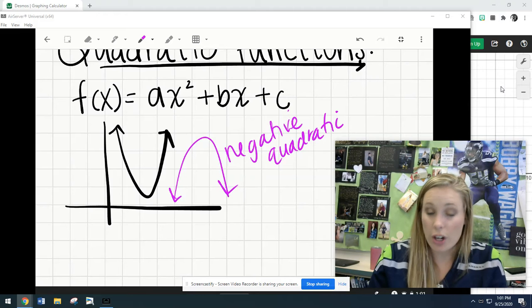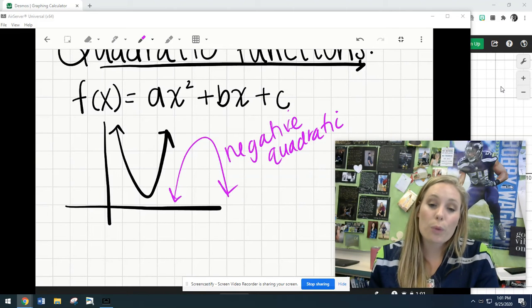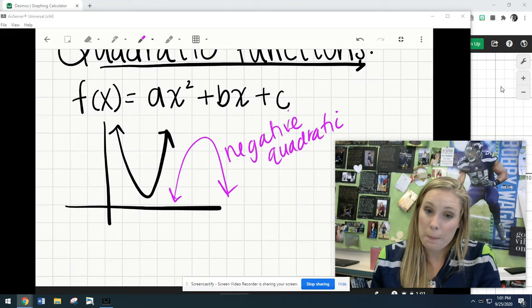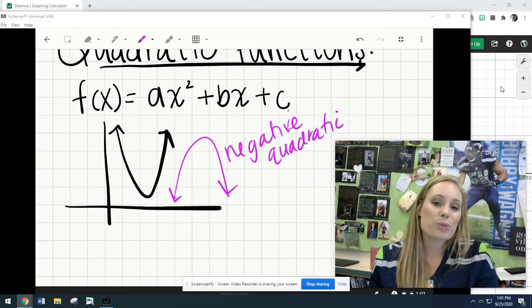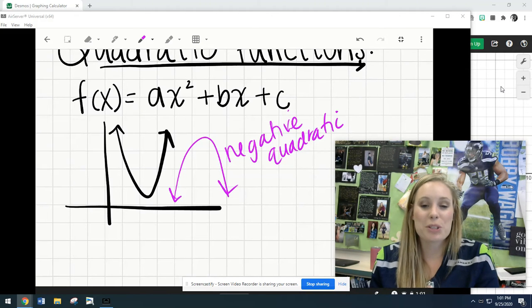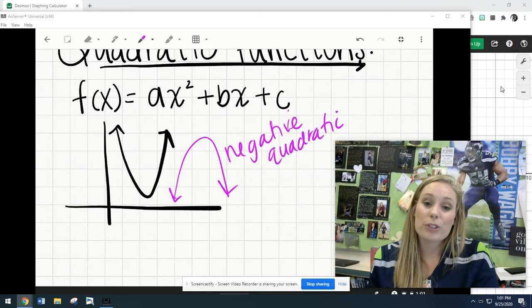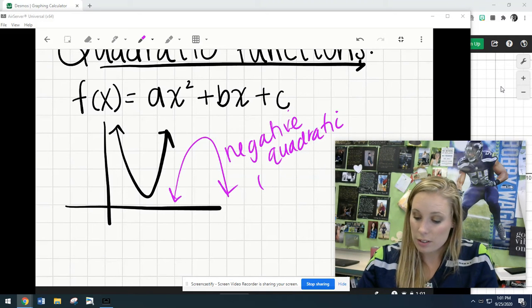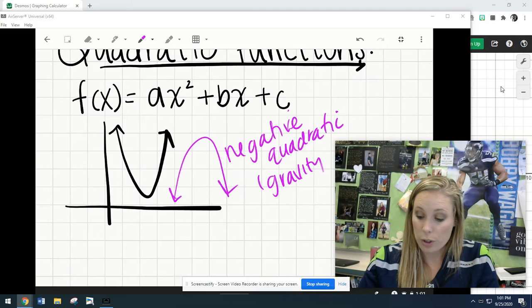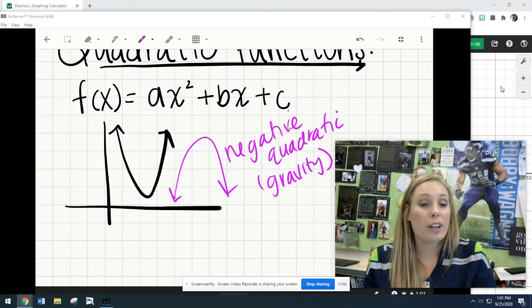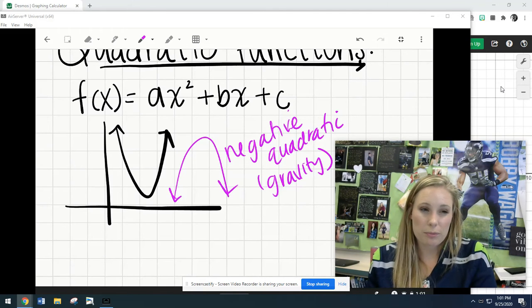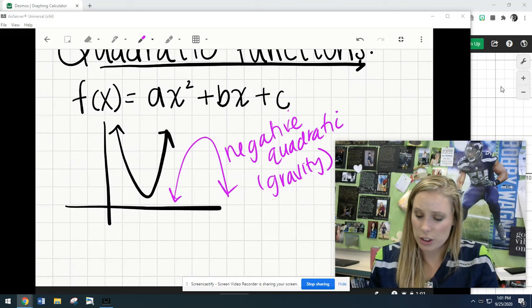In the previous video, we talked about polynomials. A quadratic is a polynomial, but it's a polynomial that we use so often in real life that we spend extra time on it. So you can have a negative quadratic, which a lot of gravity problems are, or you can have a positive quadratic. A quadratic function is always in a U shape.